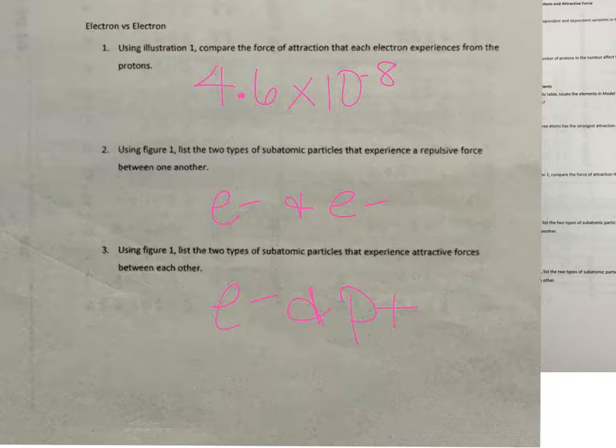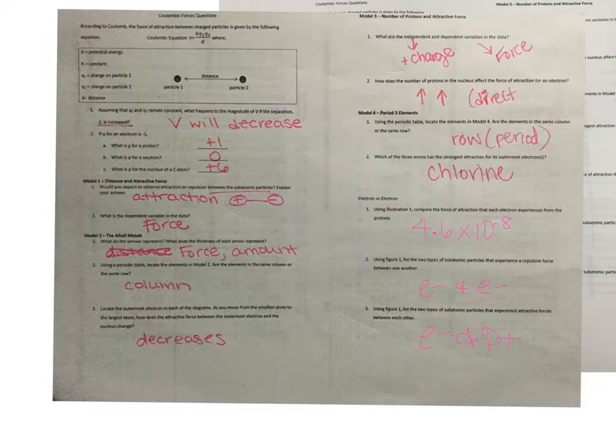That's all that this is trying to get you to see. And then finally, the two that are repelling are electrons, and the ones that are attracting are your electrons and protons. Okay? So Coulomb's law, big deal today.